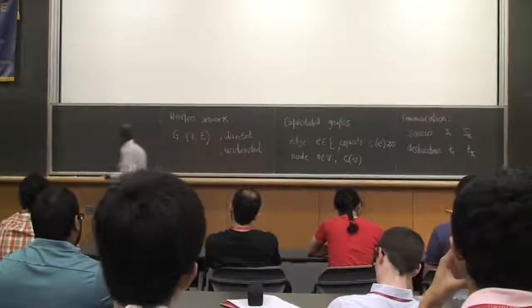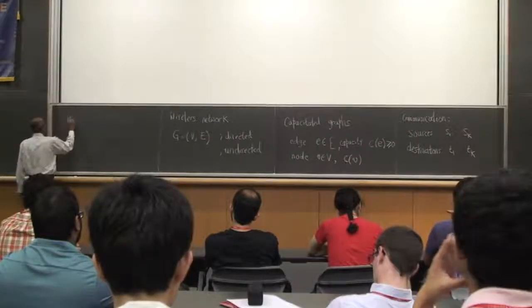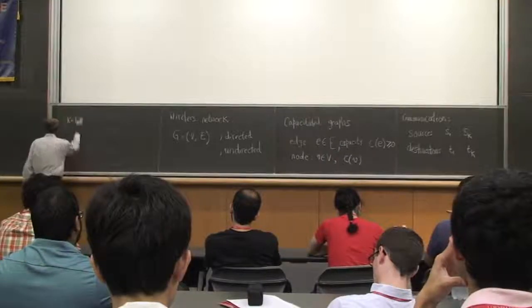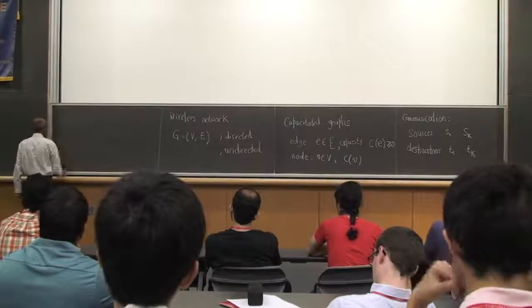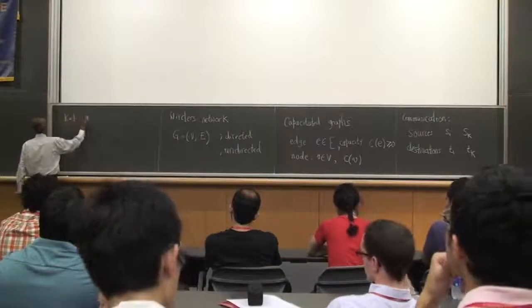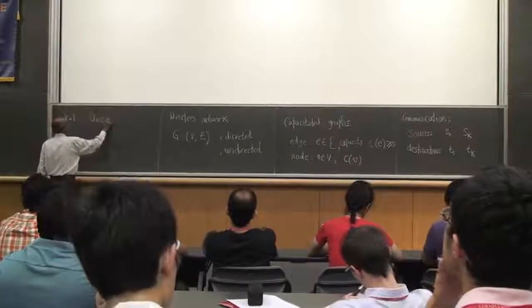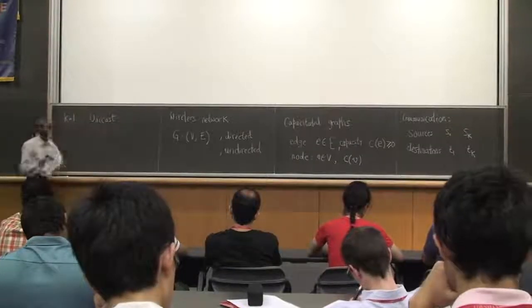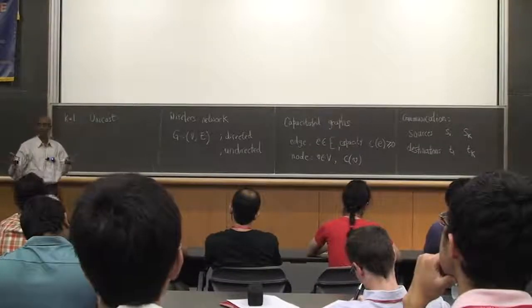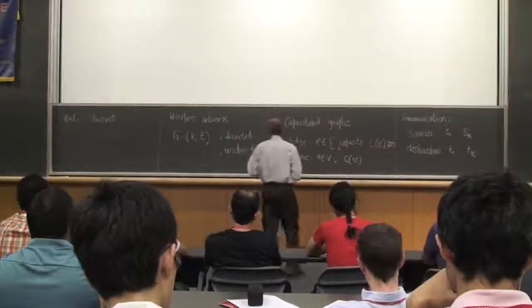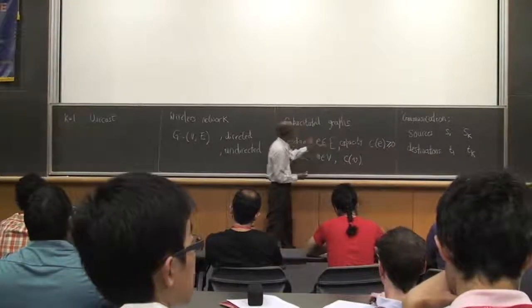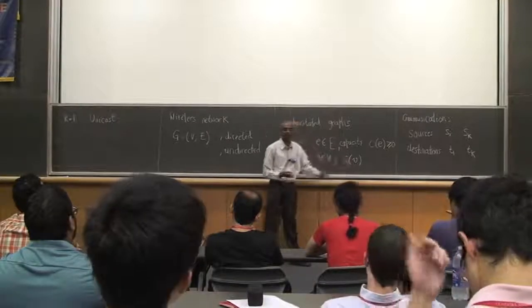When k equals 1, so let me first do k equal to 1. That's the simplest setting. Such a setting is called unicast: just one source communicating with one destination over this graph, subject to some constraints, and the constraints are through the capacities on the edges.